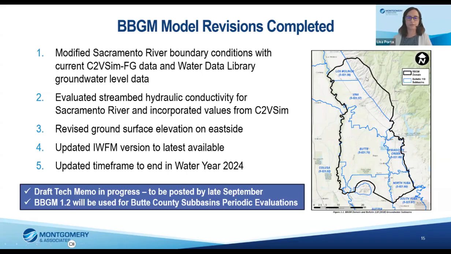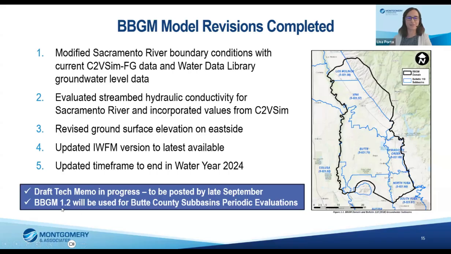We revised the ground surface elevation on the east side. There were some challenges with the inflows here in the Vina subbasin. We updated to the latest code available from DWR and also extended the time frame to water year 2024. So this is a more updated model, has more solid boundary conditions, and is kind of ready for prime time for working on the periodic evaluation.